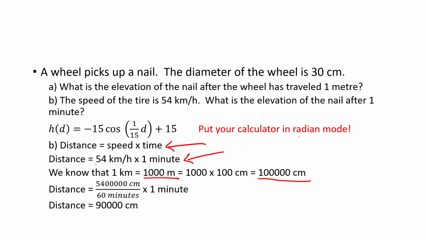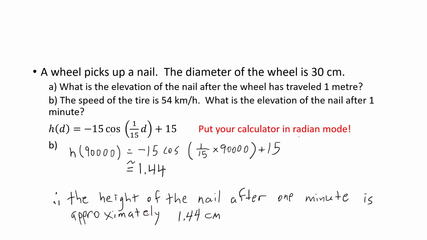And so we're going to be able to say that 54 kilometers divided by 1 hour is the same as 5,400,000 centimeters divided by 60 minutes. And what happens here is these units of minutes here and here cancel out, and we're just left specifically with centimeters. And we can say that our distance is equal to 90,000 centimeters. We can then plug that into our calculator, again making sure we're in radian mode, and we ultimately get a value for h of roughly 1.44. So the height of the nail after 1 minute is approximately 1.44 centimeters.